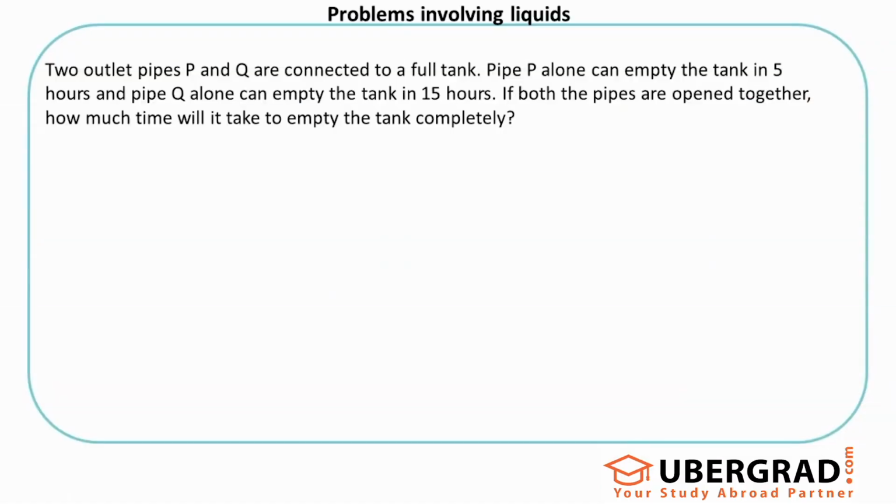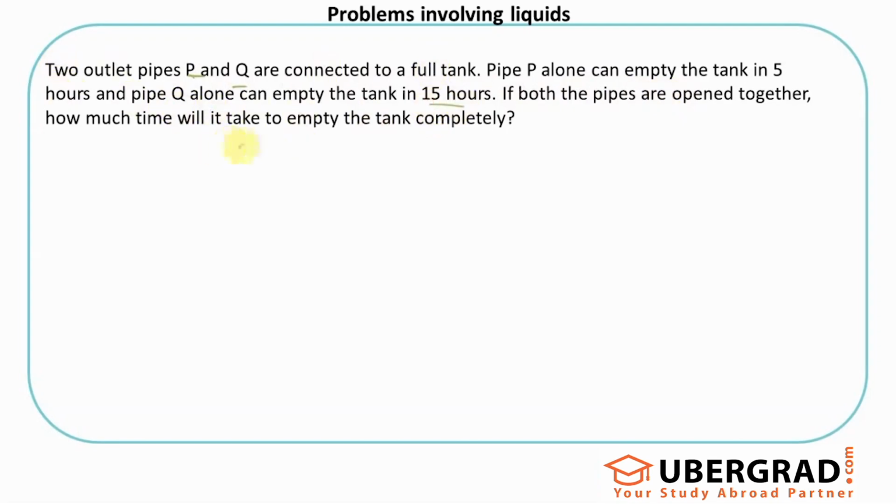Sometimes we'll see questions talking about liquids, which is very similar to the work examples we have been talking about till now. So there are two pipes. Let's see this example. There are two pipes, P and Q. They're connected to a tank. Pipe P alone can empty the tank in 5 hours and Q alone can empty the tank in 15 hours.